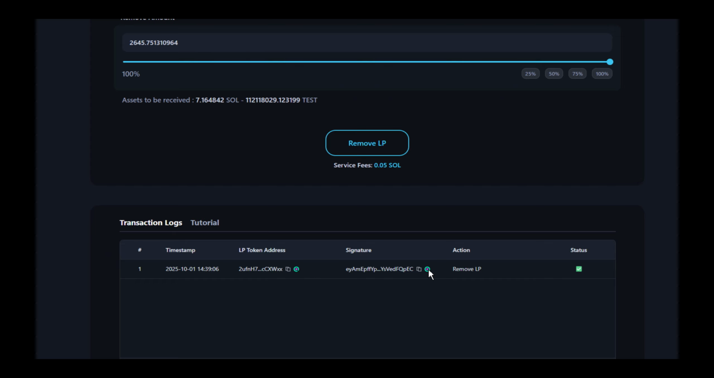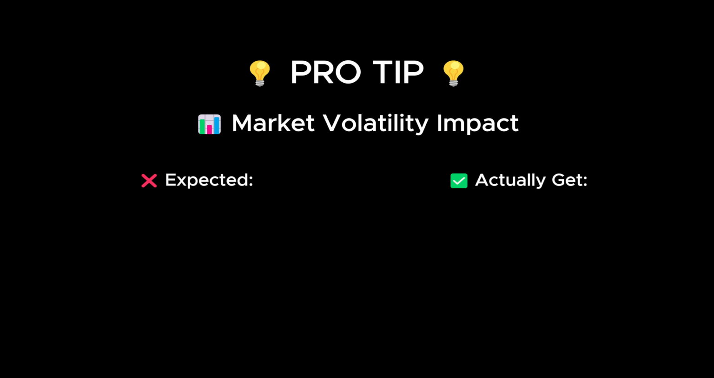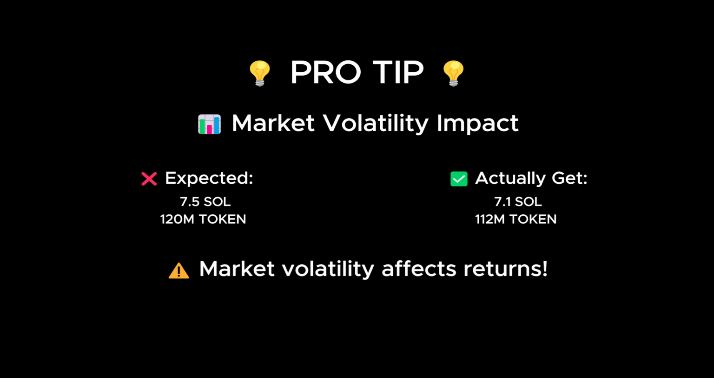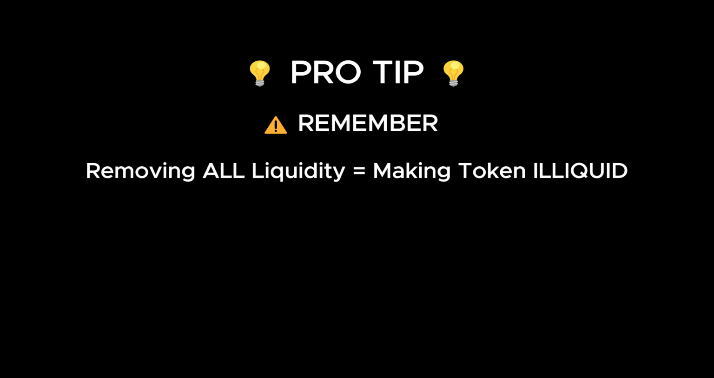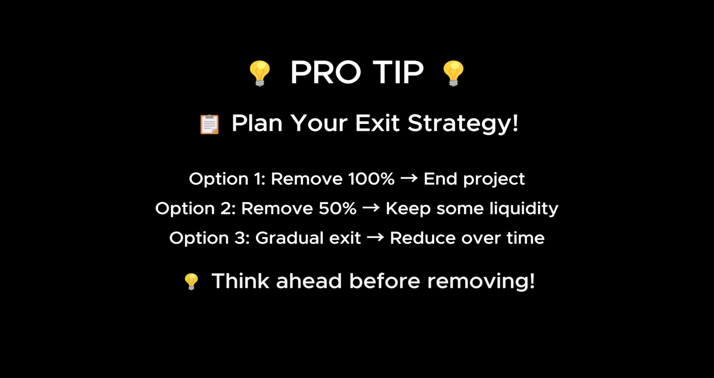This transparency, verifiable, immutable, public transactions, is what makes DeFi special. Pro tip: always double-check token amounts before confirming. Market volatility can affect your returns, especially in volatile pairs. Also, remember that removing all liquidity can make your token pair illiquid, affecting tradability. Plan your exit strategy accordingly.